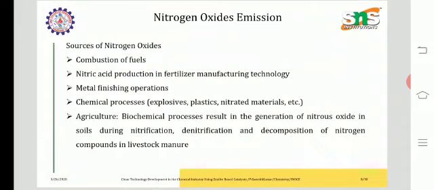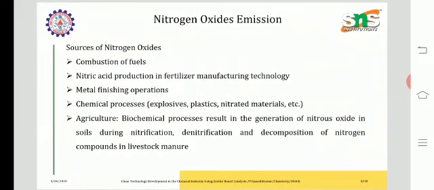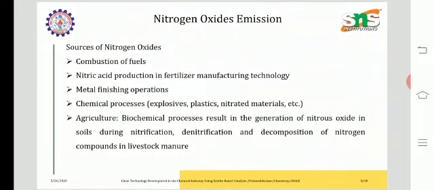Now, nitrogen oxide emissions. The sources of nitrogen oxides are combustion of fuel, that is, we are burning some fuels; nitric acid production in fertilizer manufacturing technologies for nitrate fertilizers; metal finishing operations, where we use more nitric acid; and chemical processing, such as producing explosives, plastics, nitrated materials, etc. In agriculture, there are biochemical processes resulting in the generation of nitric acid in the soil and production of nitrates by rhizobium bacteria, which are present in the roots of leguminous plants, and that is nitrification or denitrification, that is conversion of nitrate into consumable nitrogen by plants, and decomposition of nitrogen compounds from livestock, manures, and dead animals.